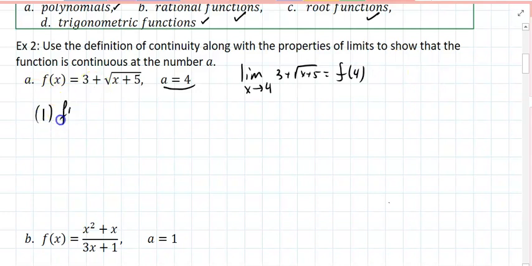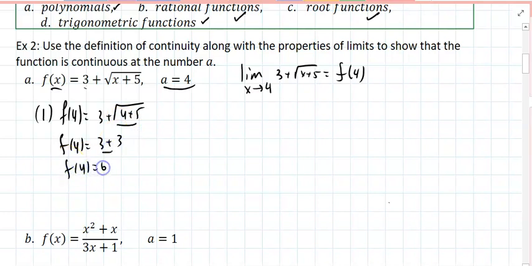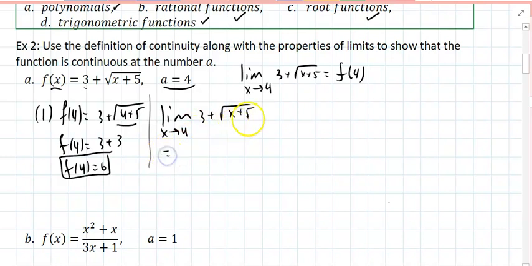First, we should check if f of 4 exists. f of 4 would be 3 plus the square root of 4 plus 5. f of 4 would be 3 plus square root of 9, which is 3. f of 4 is 6. Well, step 1 is done. Now, I'm going to take the limit as x approaches 4 of 3 plus the square root of x plus 5. And if you remember the shortcut for limits, since this is a radical equation, I plug that in. That's a shortcut. And I'll get a 6.